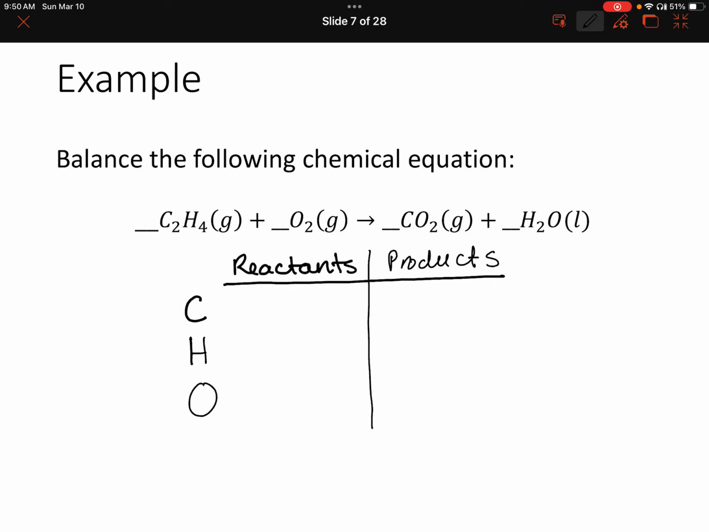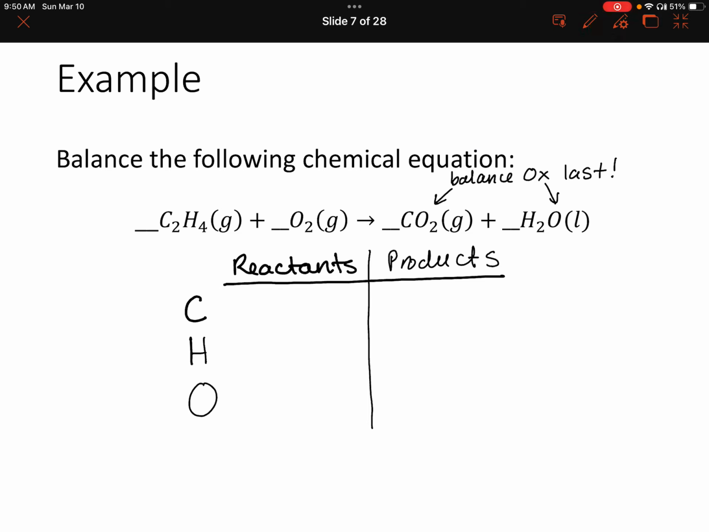Okay. So one thing I'm noticing, oxygen is in both of the products, which can make it a little challenging to balance. So I'm going to leave oxygen until the very end, and I'm going to balance carbon and hydrogen first. So we'll balance oxygen last, since it's divided between both products.